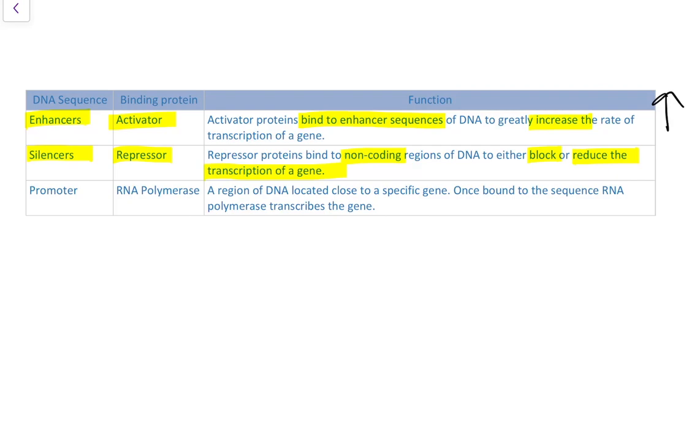And then the other kind of DNA sequence that we looked at was the promoter and RNA polymerase binding. So we've got these three different sequences. The promoter for the binding of RNA polymerase is always there within genes, and then they may have silencers nearby which work on repressors, or they may have enhancer sequences where activators bind to increase the rate of transcription.